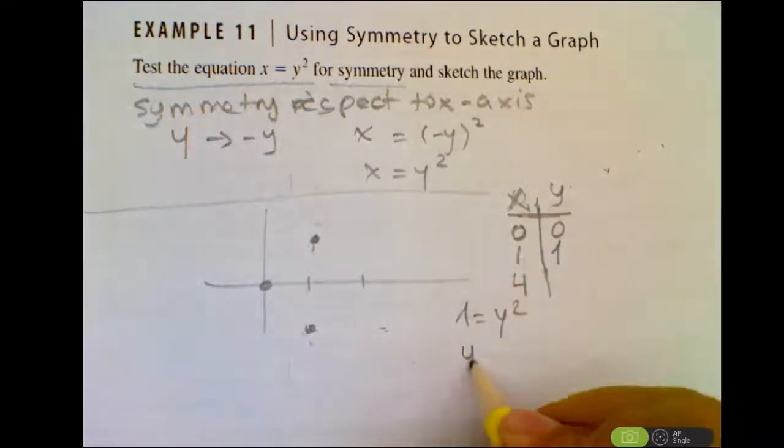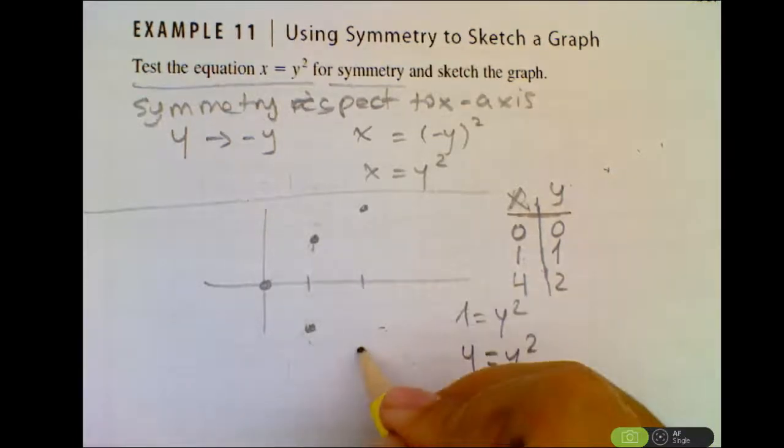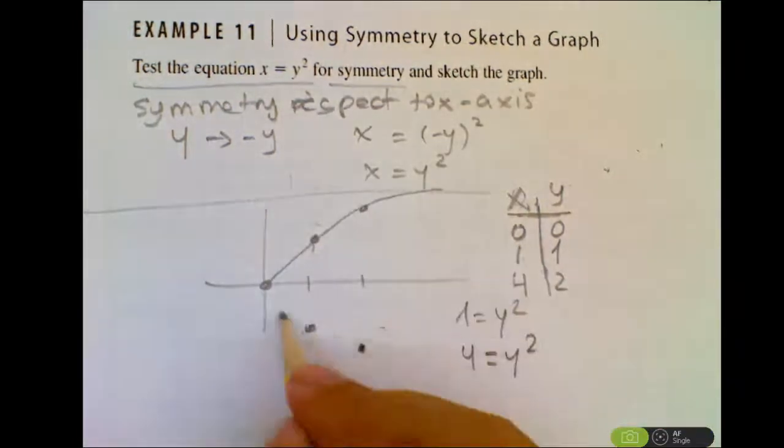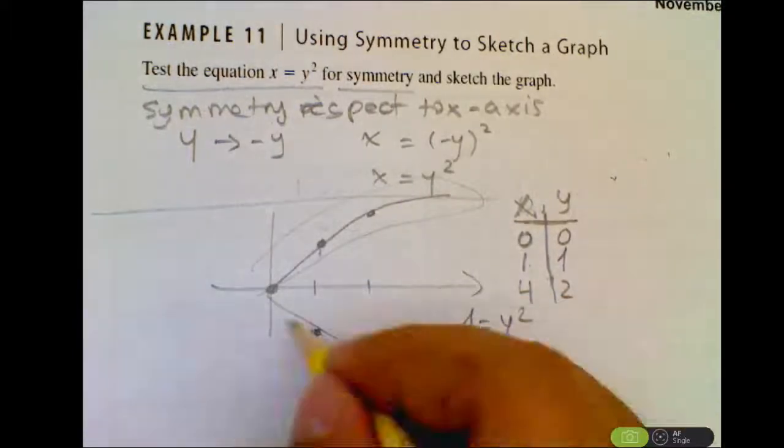And then when x is 4, that's y squared, x could be 2 or negative 2. So you have this other point for free. So you can graph these points and then reflect them over the x-axis, and you have these other points for free.